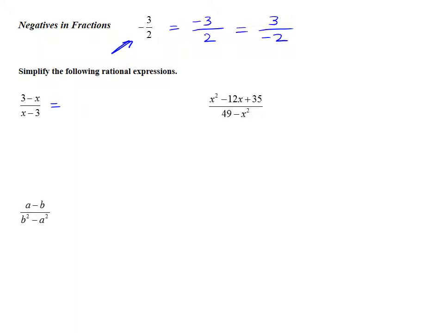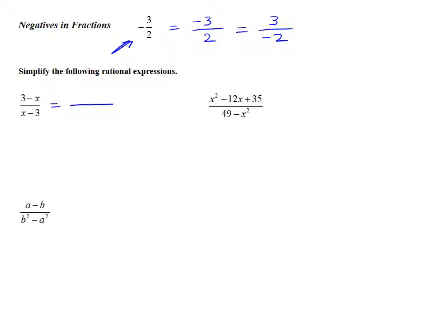We have 3 minus x over x minus 3. One thing you'll note is that the numerator and denominator are written in different forms. The numerator is written in what we call ascending order. The constant comes first and the variable after, and the denominator is written in descending order, where the variable comes first and then the constant. It's best when we're working with fractions to write things in the same way. So write everything generally in descending order when you see it.